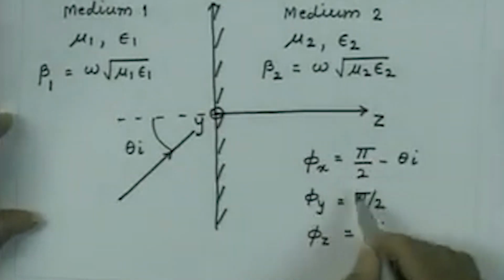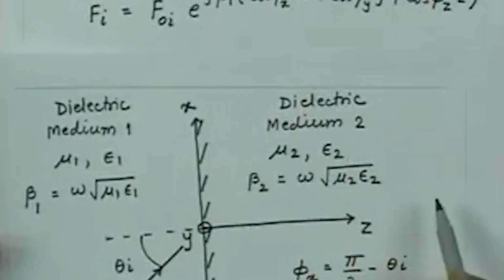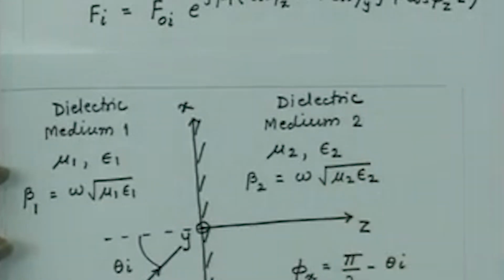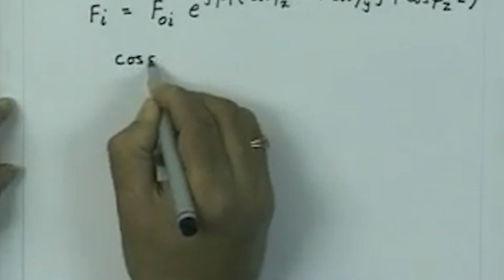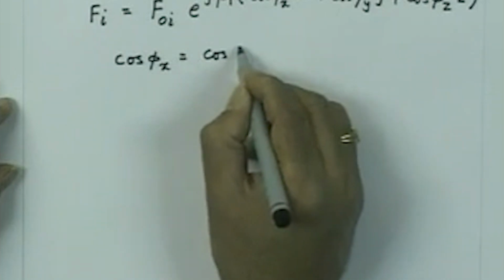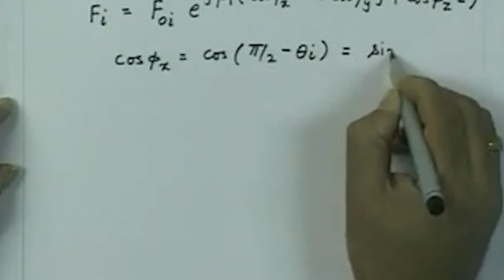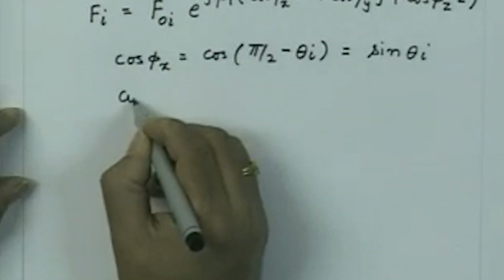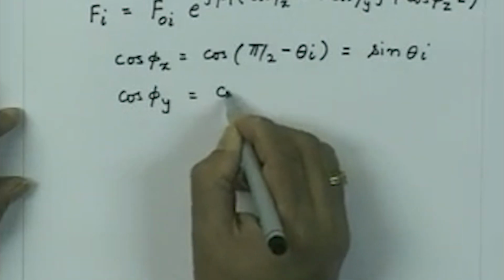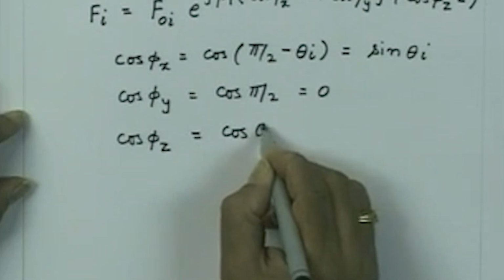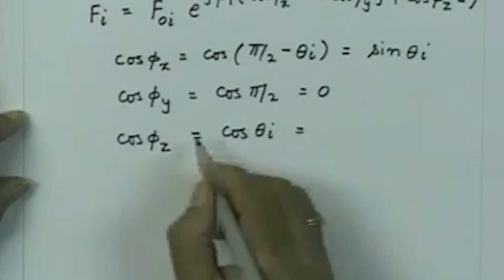Now, since phi x is pi by 2 minus theta I, cos of phi x is sin of theta I, cos of phi y, which is cos of pi by 2, is 0, and cos of phi z is cos of theta I. So, from here we get cos of phi x will be cos of pi by 2 minus theta I, that is equal to sin of theta I. Cos of phi y is equal to cos of pi by 2, that is 0, and cos of phi z, that is cos of theta I, that will be cos of theta I.